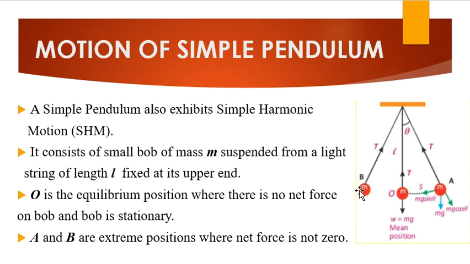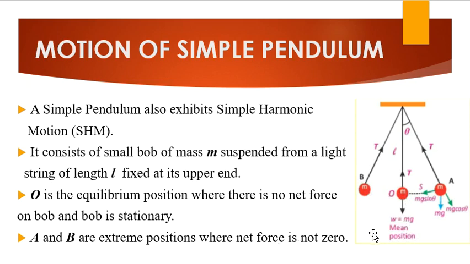As you can see, there's a small bob whose mass is m. It is suspended from a light string of length L. This is the length of the string, and it is hung from its upper end. Now O is basically the mean position, or you can also call it the equilibrium position. This is the point where the whole weight of the bob, whose mass is m, is acting. And as we know from the formula, weight is equal to mass into gravity.